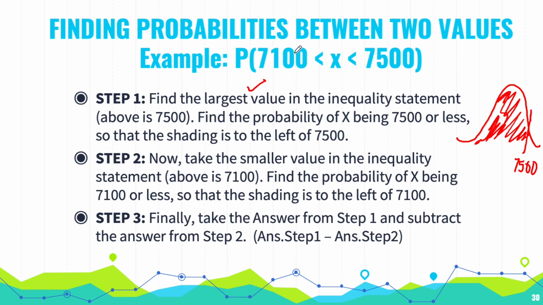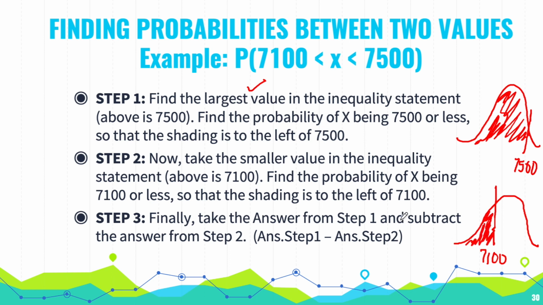Step 2, now take the smaller value in the inequality statement. Here, it's 7,100. You want to find the probability of x being 7,100 or less, so that the shading is to the left of 7,100. So again, if I was looking at a normal distribution curve, I would be looking for this area, the area of being equal to 7,100 or less.